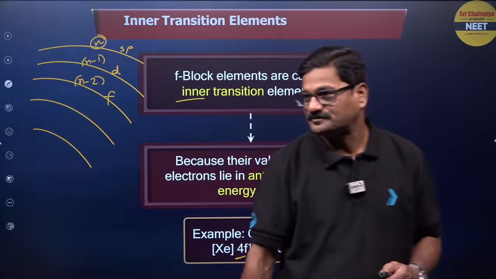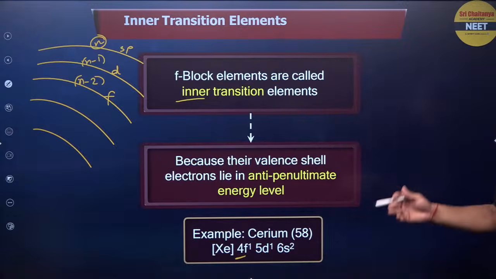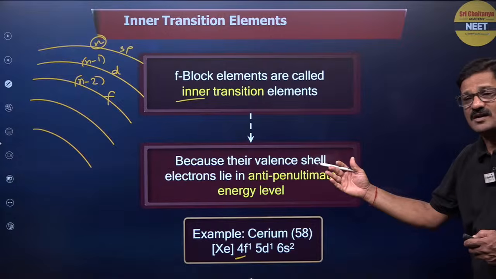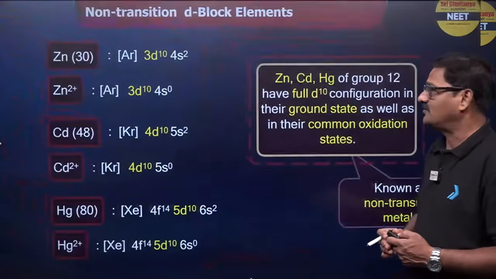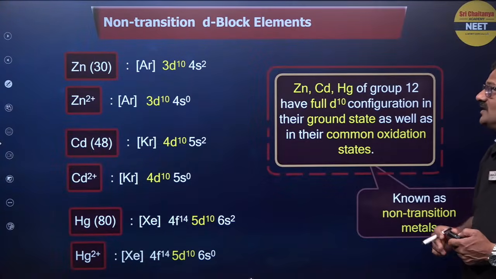Is that clear, beta? And these inner transition elements are also called F block elements. In that anti-penultimate shell, 4f orbitals will be filled.